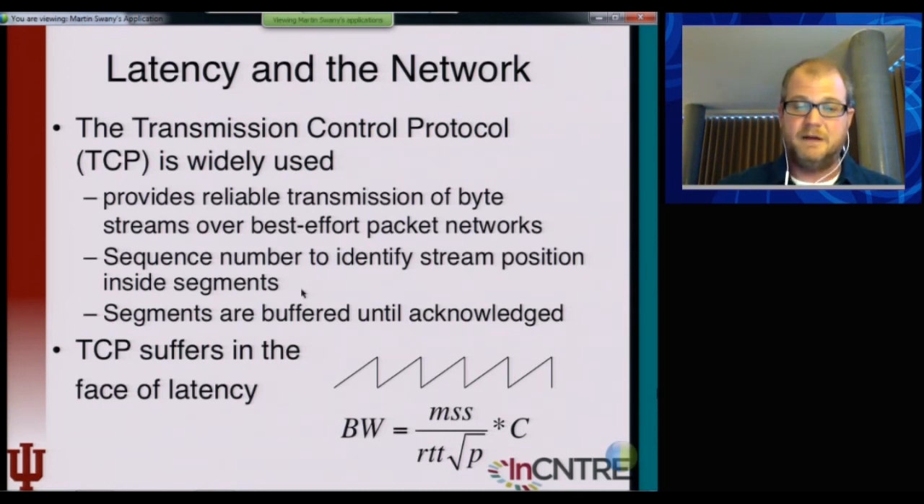TCP is the layer on top that makes sure that those losses are transparently handled and that the bytes go in at one end and they come out the other end in the same order, without loss. So TCP uses a sequence number to identify the stream position inside segments, and segments are buffered in the kernel until they're acknowledged at the other end, which is critical for reliability. What this means is that as the acknowledgments come back, yes, I received this packet, yes, I received bytes up to this byte number, then more data can be sent out. So that stream of acknowledgments is used as a clock to drive the control loop of TCP.